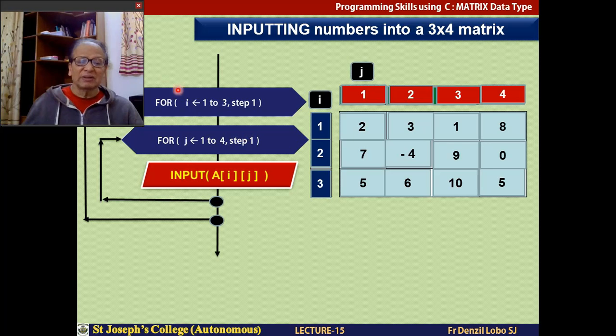Again, please remember, there are always going to be 2 loops here, one inner loop and one outer loop. The outer loop is for the rows, in this case 1, 2, 3, and the inner loop is for entering numbers into particular columns in a particular row. So this is how we are going to do it.